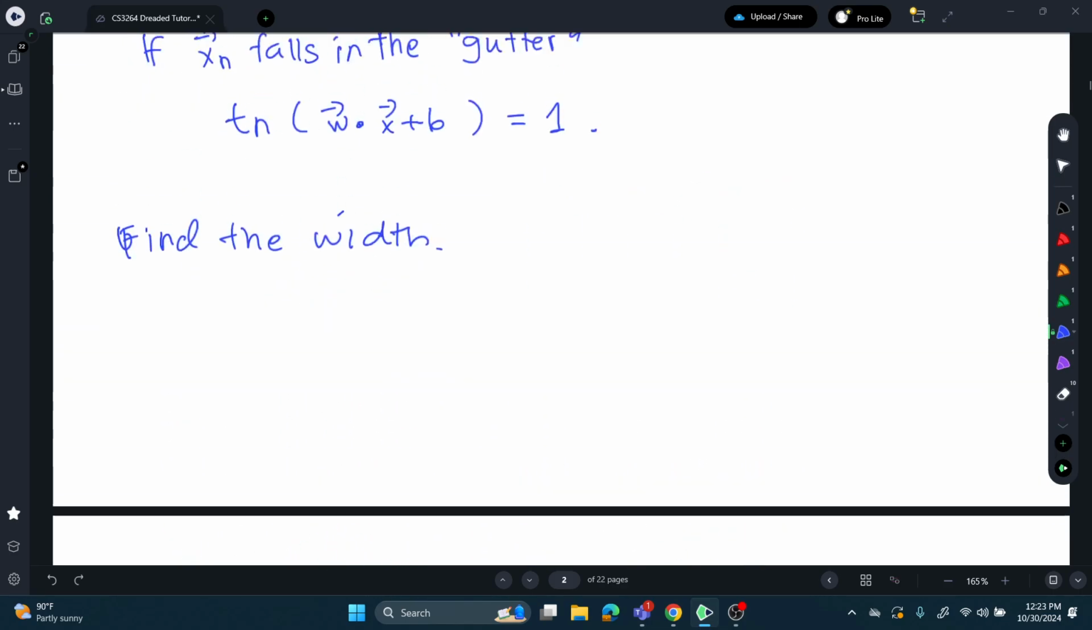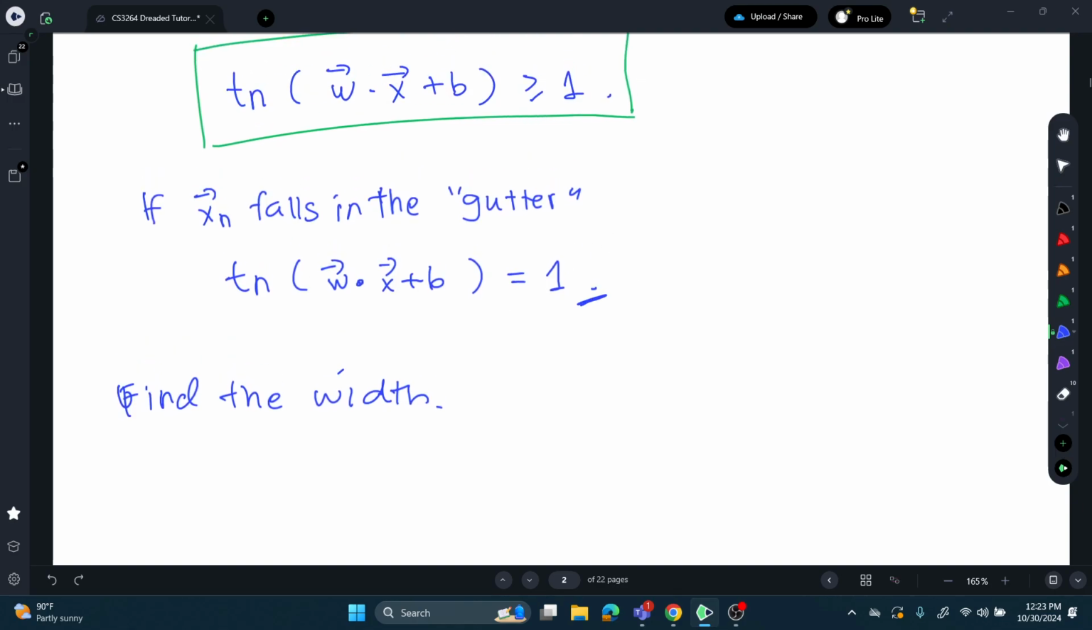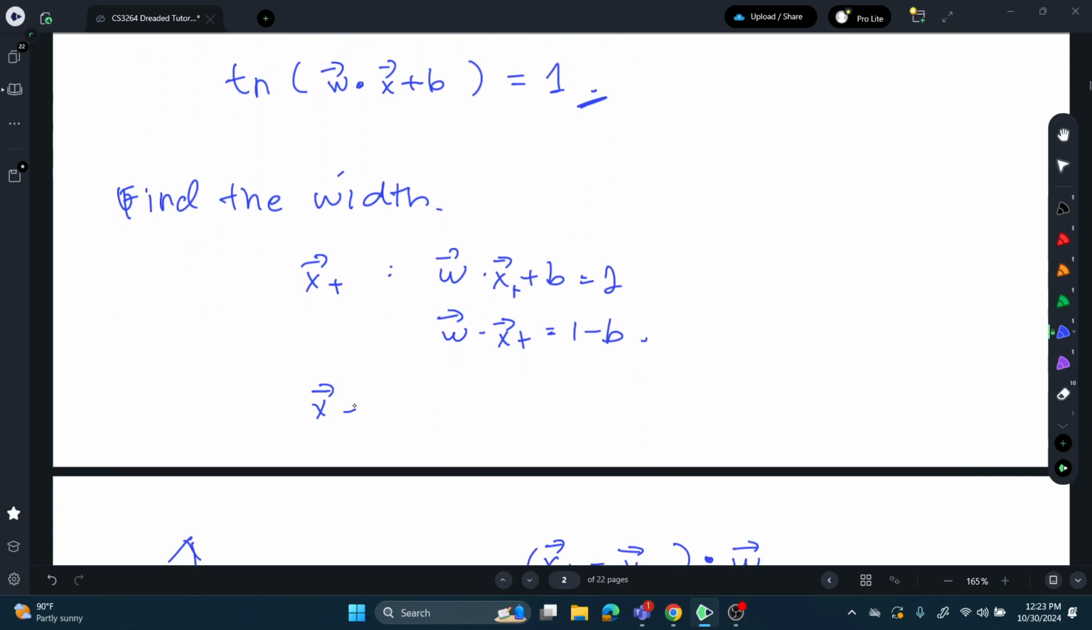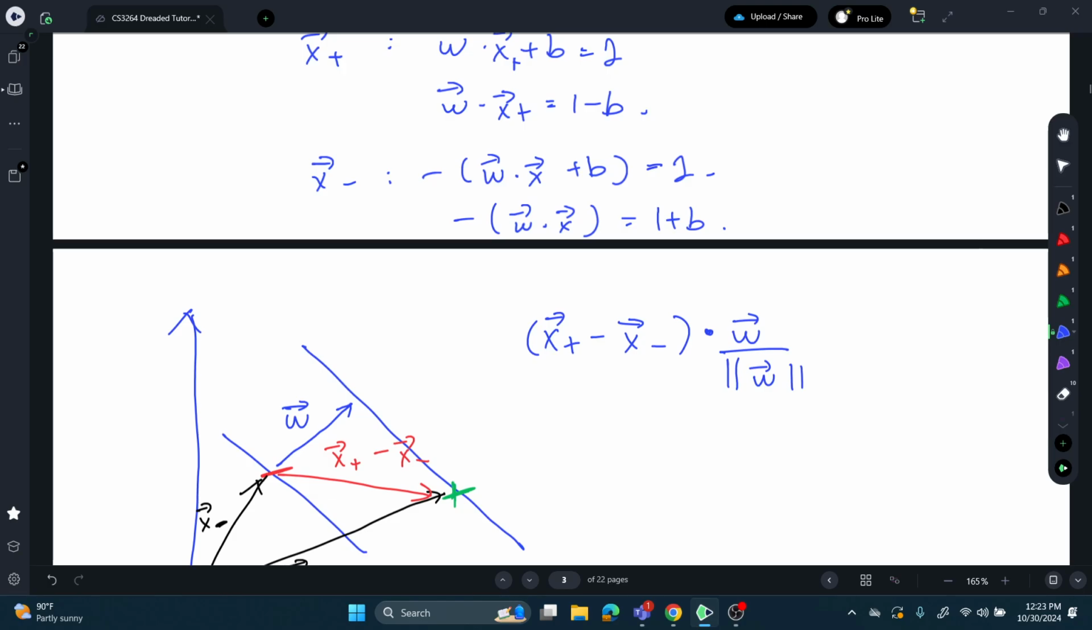Yeah. So from this, I can already derive x plus and also x minus. Let's say this is x plus. In the case that this is x plus, then Tn will be positive 1. So now I will have w dot x plus b is equal to 1. Or I can say that w dot x for a positive case will be equal to 1 minus b. Same goes if this is negative: then I will have negative of w dot x plus b is equal to 1. I will just shift the b to the right side, so negative of w dot x will be 1 plus b. Okay? So this is what I'm trying to do.